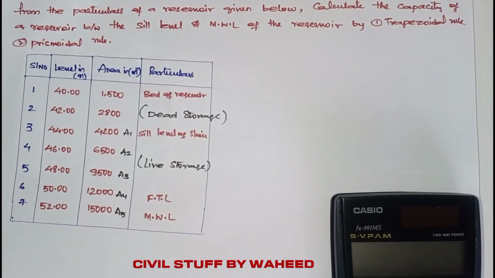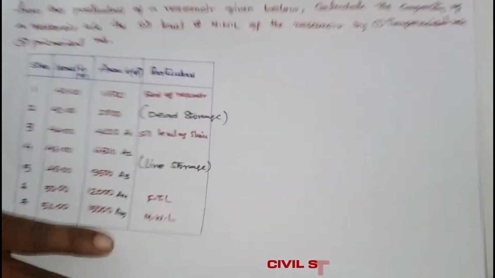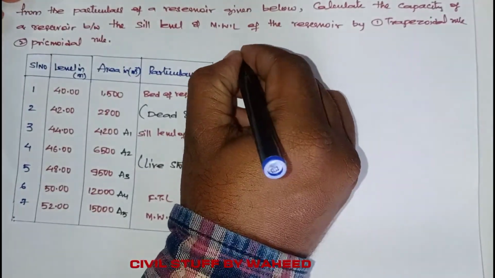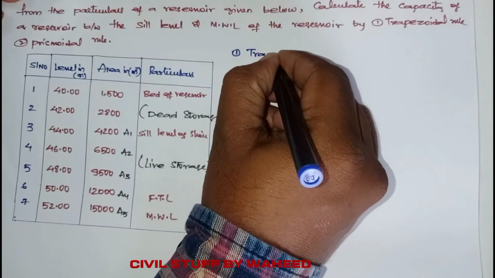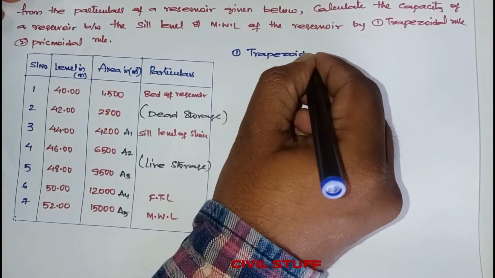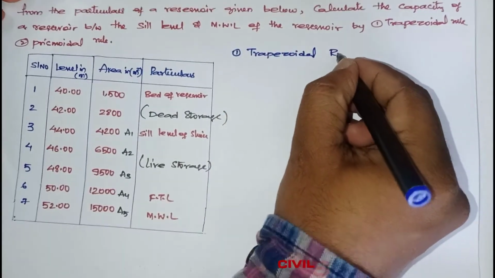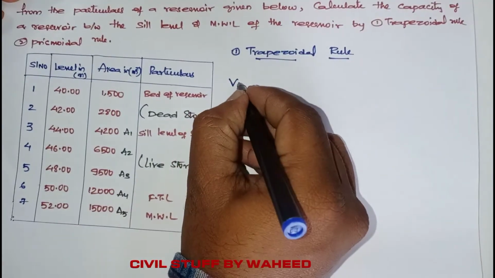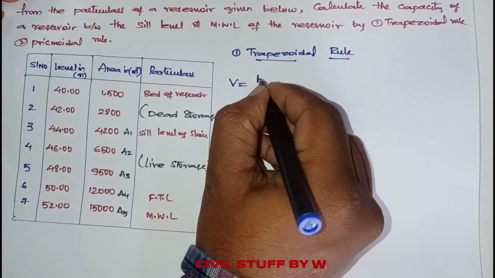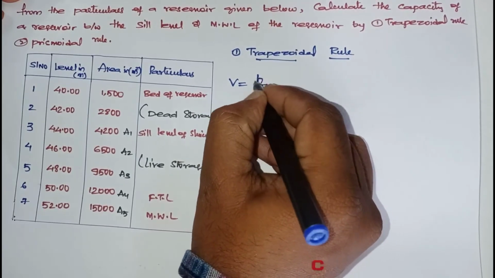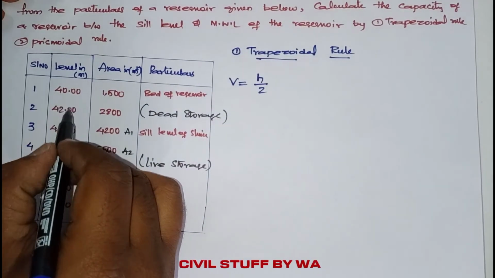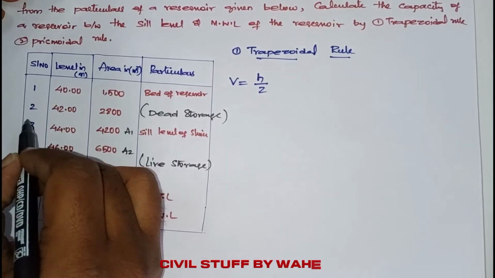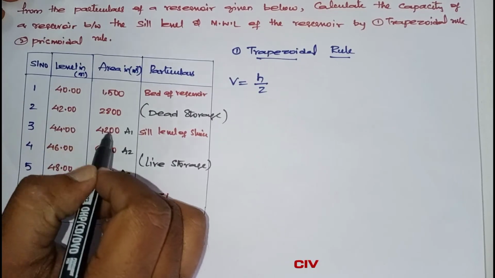Now first, what is the formula to find out by the trapezoidal rule? That is the trapezoidal rule. V equals H by 2, what is this H? It is the contour interval. These are nothing but contour intervals: 40 level contour, 42, 44 like that.